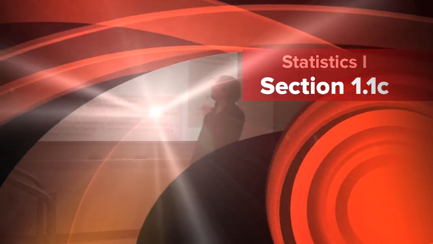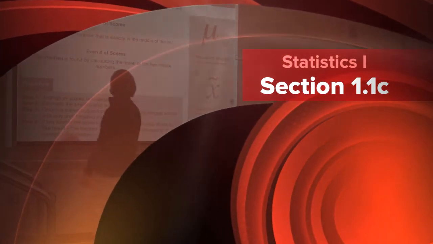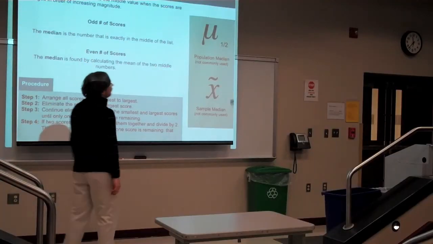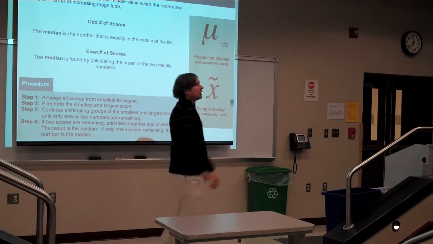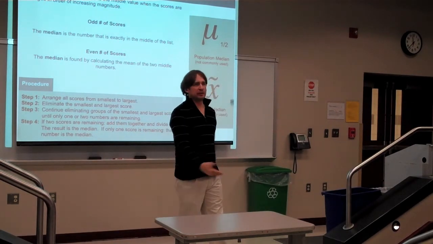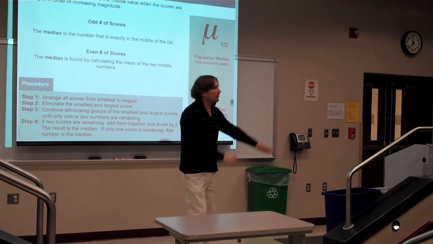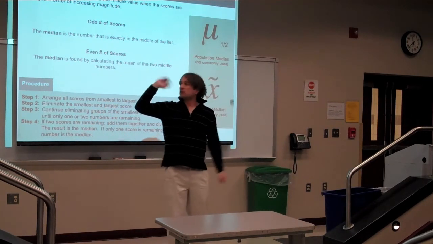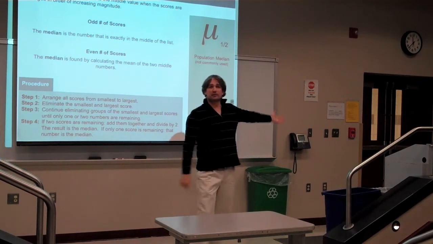Right, the next one is the median. The median of a set of scores is the middle value when the scores are arranged in order of increasing magnitude. So, if I brought in Fisher's football team, and I had them all line up in the front of the classroom, from tallest to shortest.